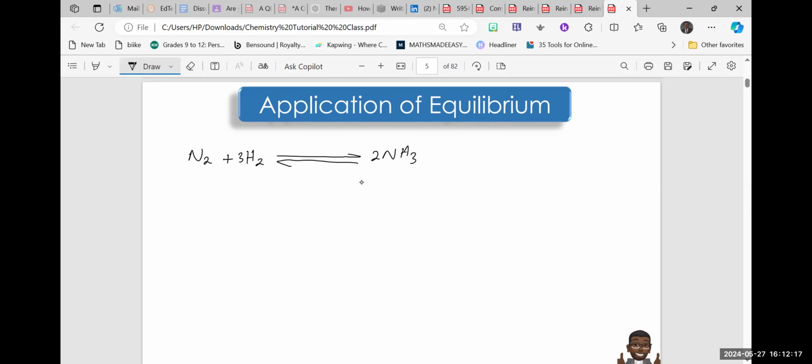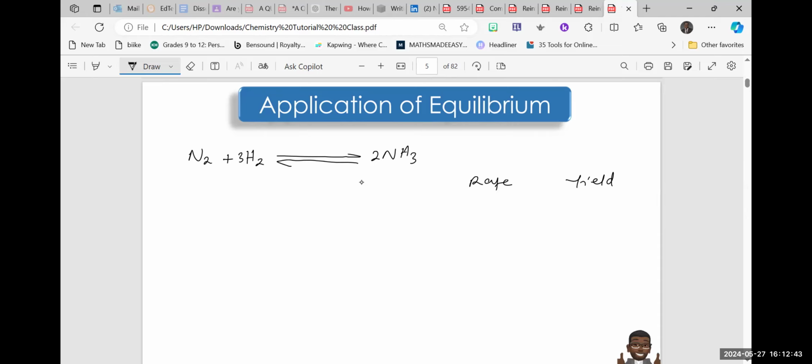So if we increase the pressure, you could be asked questions like this: how will an increase in pressure affect this reaction? There are two things you are focusing on. You are focusing on rate, and you're also focusing on what? Yield. Please, I need everyone's attention to look at it. Rate and yield, right?